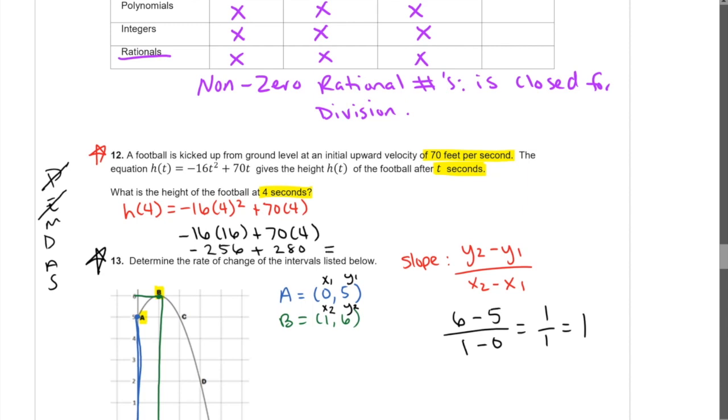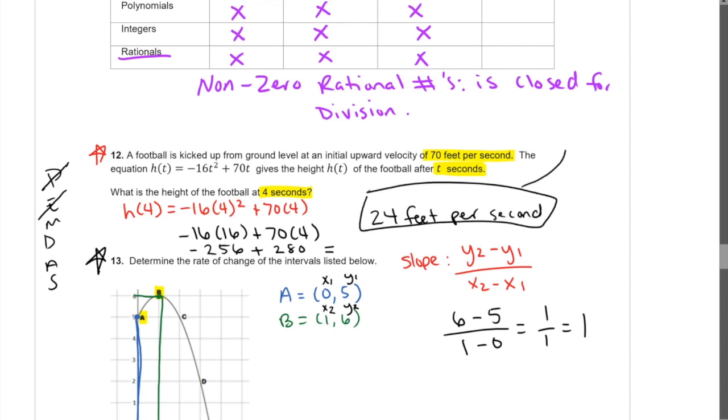All right, so basically what this is saying is you have $280. You spent $256. So all you're doing is 280 minus 256, giving you an answer of 24. Now here's the thing. You have to make sure that you put 24 feet per second. How did I know to put that?